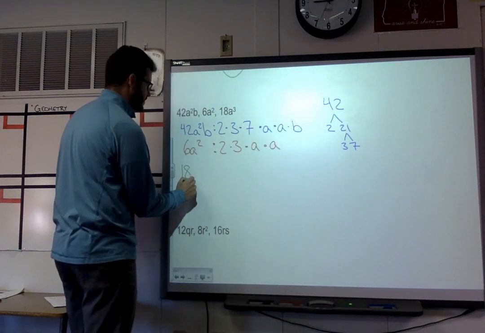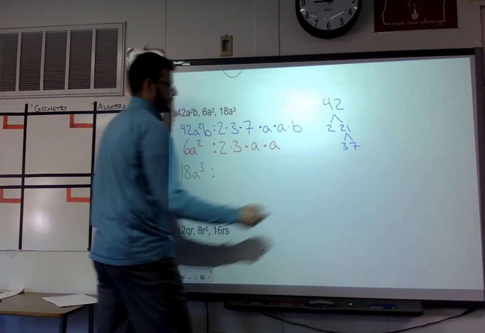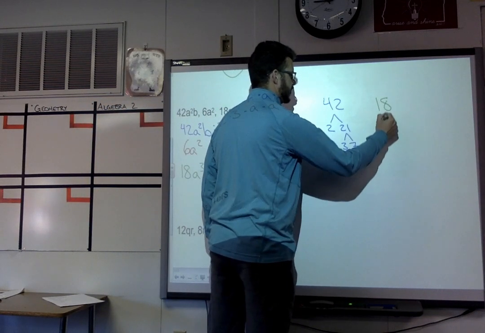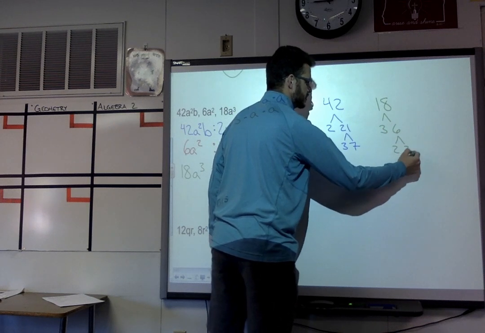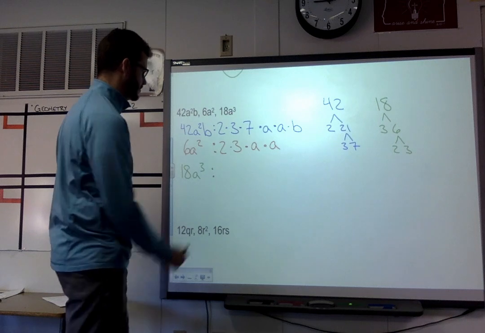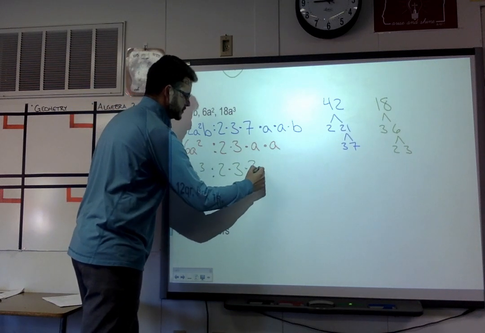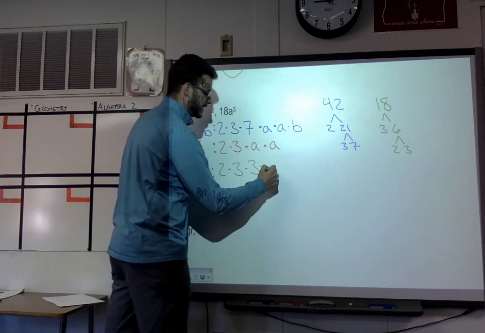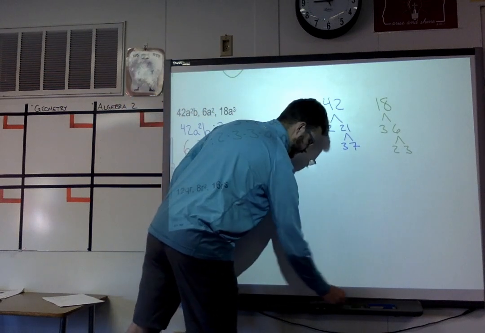And then 18a cubed. If we do a factor tree for 18, 3 times 6, 6 becomes 2 times 3. So we would have 2 times 3 times 3. Then we have a cubed, so times a times a times a.